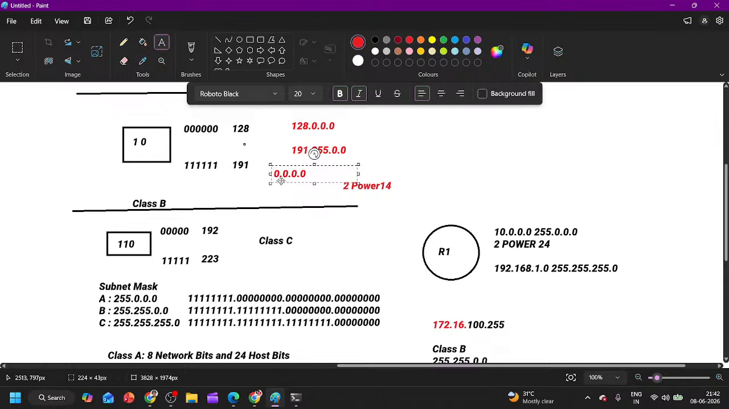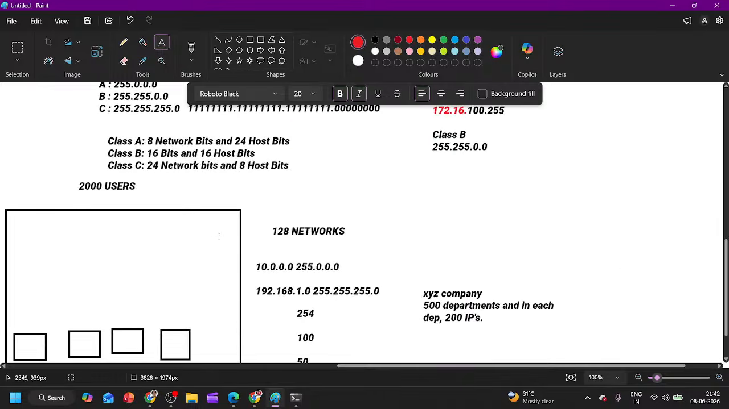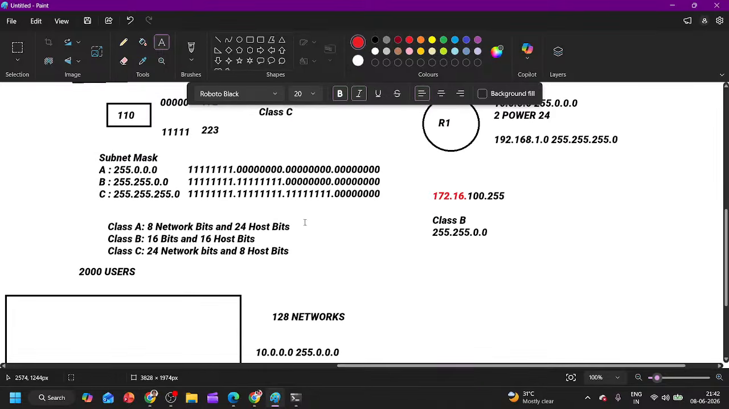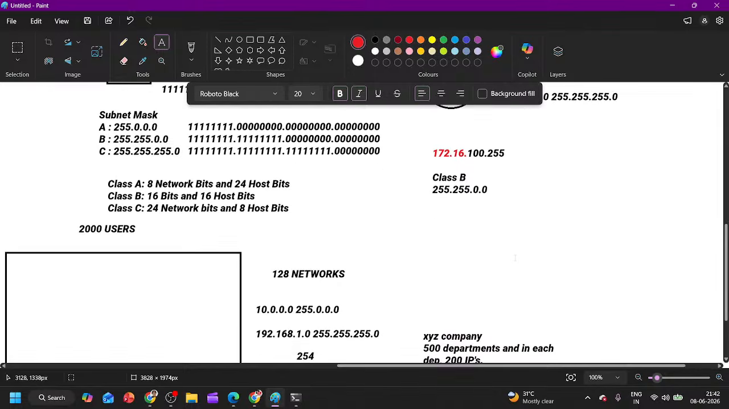It will not start from 128 then. Whenever we need to find the network ID of any IP address and the subnet mask is not given, we can use the default subnet mask and perform an AND operation over the subnet mask and IP address. For example, take this IP address, 192.168.1.100, and tell me the network ID of this IP address.